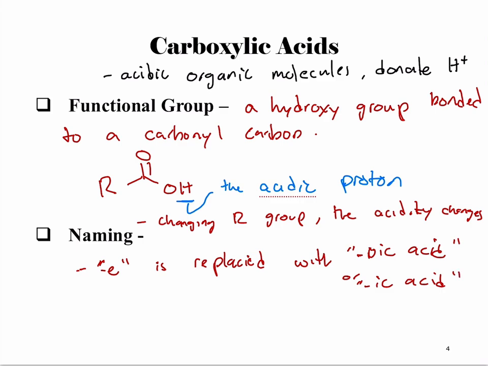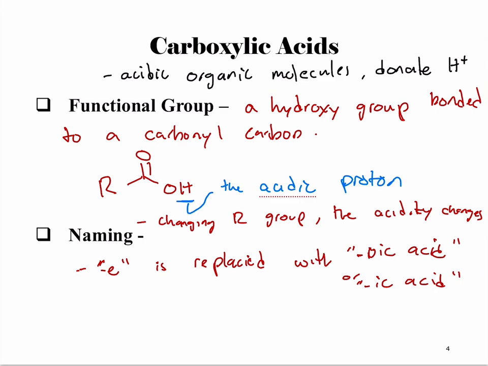So if we have one carbon atom bonded to the structure, then we would call it ethanoic acid, but the common name for that is acetic acid, right? So it gets replaced by just ic acid instead of oic acid. You're not going to have to distinguish between the two. We're going to stick with oic acid for naming of these molecules. All right, so that's how we're going to name the carboxylic acids.